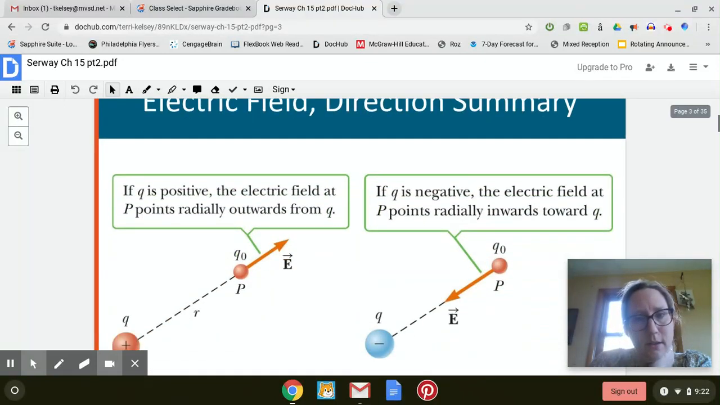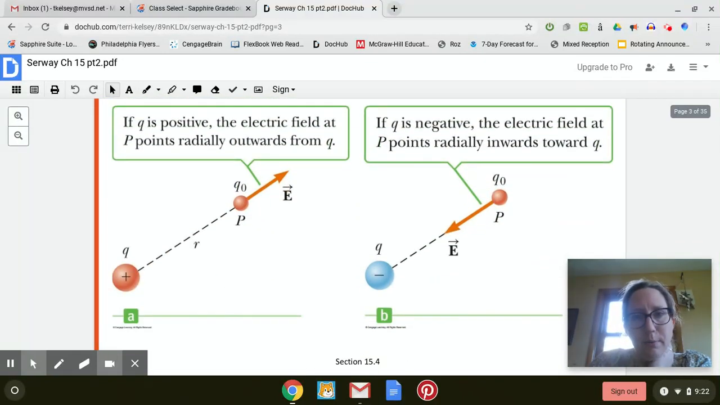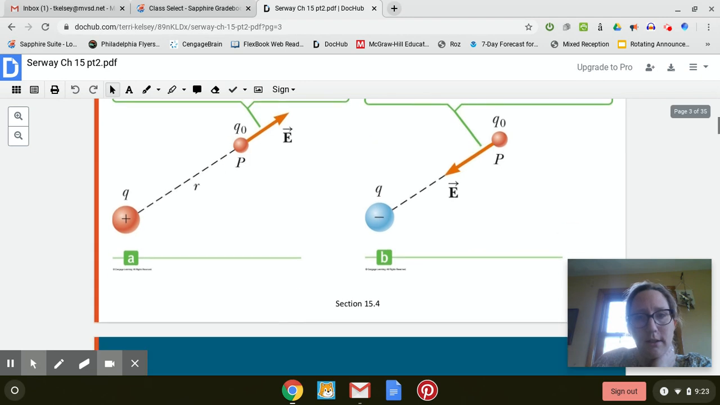So again, you have to use your own brain to figure out the direction. If I have a positive object, and this Q naught is the test charge, and I drag the positive test charge over here, the field is going to push it away, because both are positive. If I have a negative object right here and I bring a positive test charge here, the field is going to pull it in this direction because opposite charges attract.